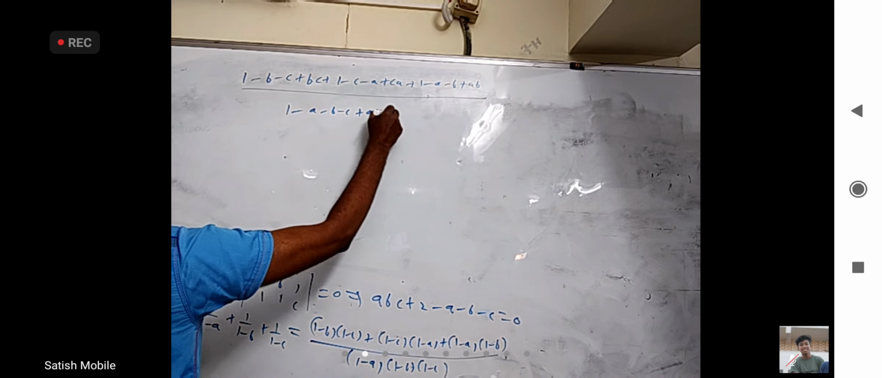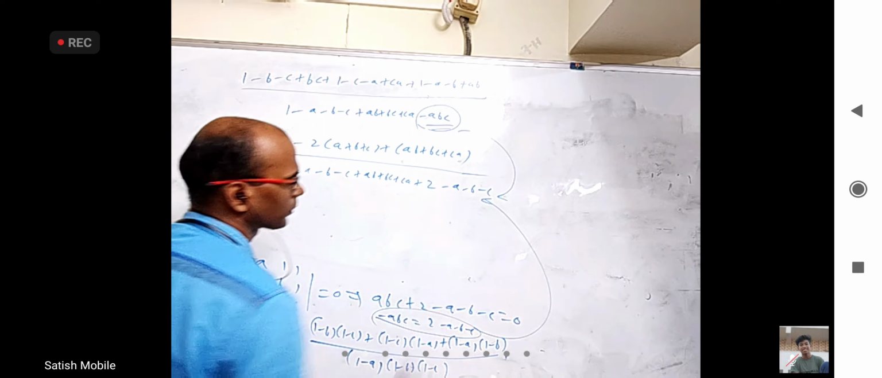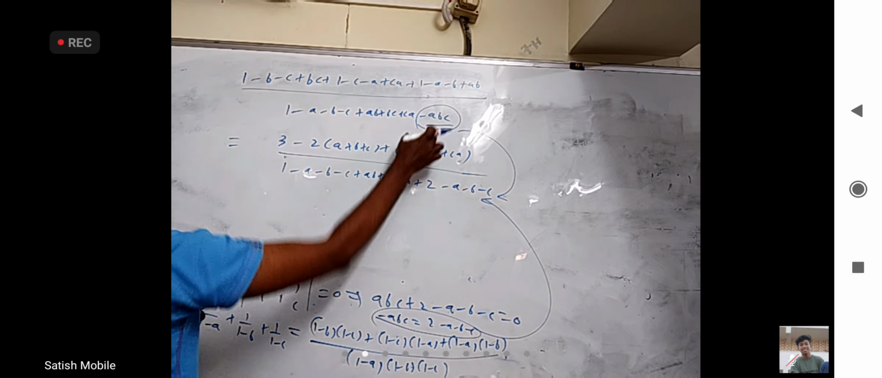So in the place of minus ABC, I am going to substitute. I am going to write here minus ABC as 2 minus A minus B minus C. So I am going to remove this minus ABC and substitute this: 1 minus A minus B minus C plus AB plus BC plus CA, and in the place of minus ABC, 2 minus A minus B minus C. Okay, so this part I used from here to here. I replaced minus ABC with this.